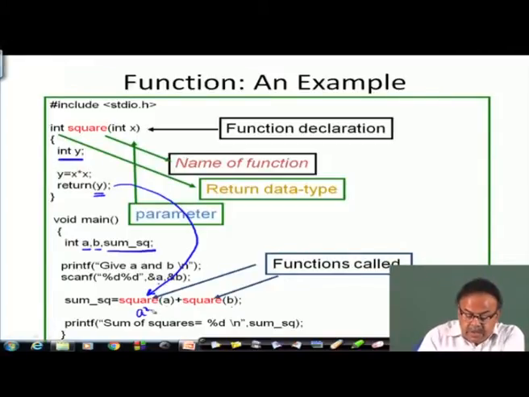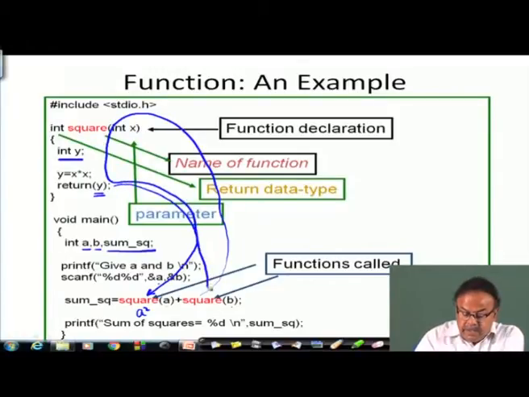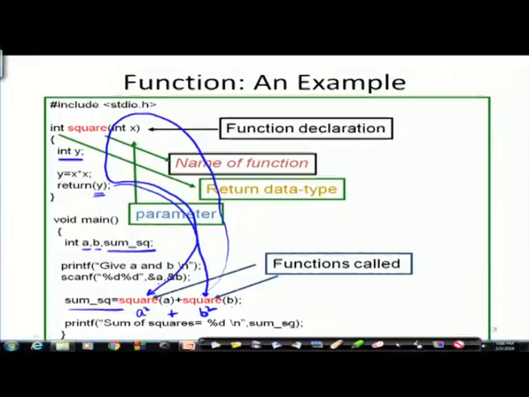So, we get a square here, then this is called, and y is returned here. So, we get b square, and then these two are added and we get sum of square. All right. And then we are printing the sum of square. So, you can also try to see what is the flow of data in such cases.